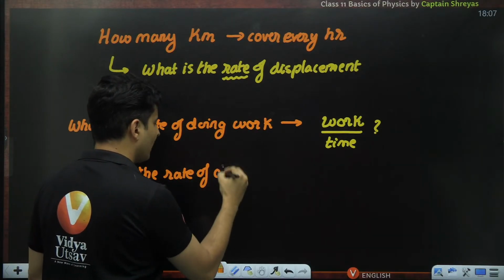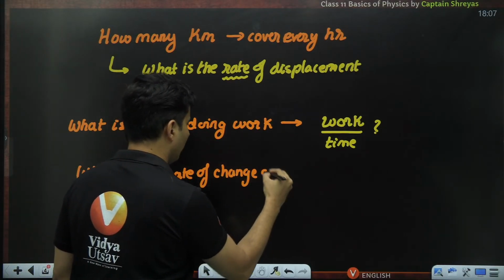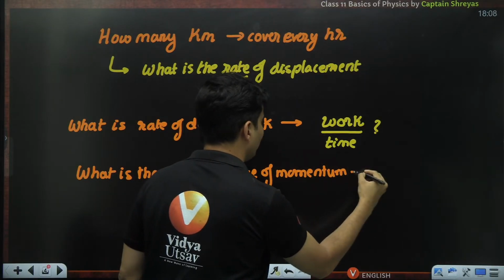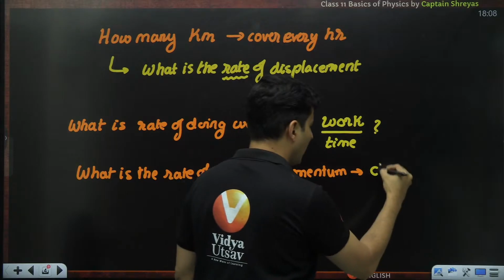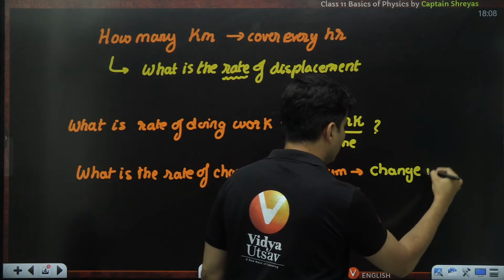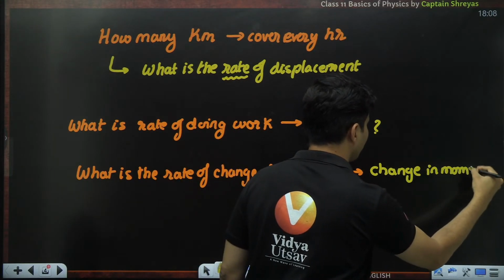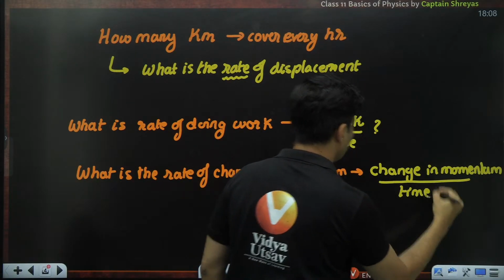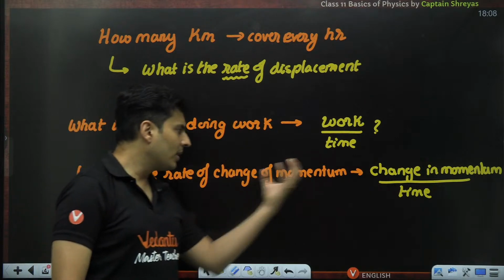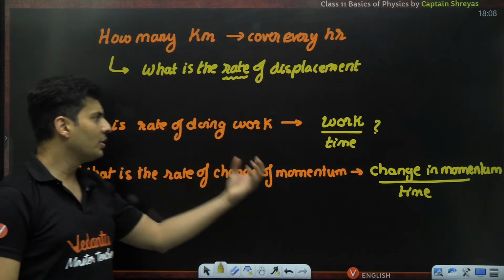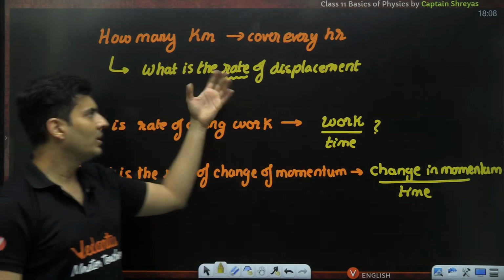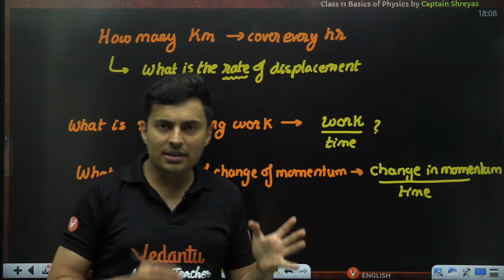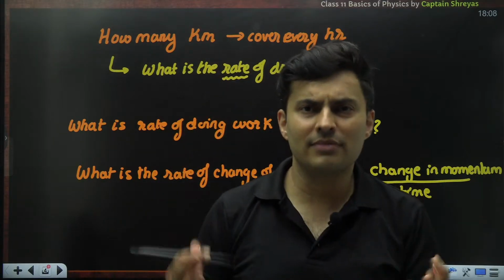What is the rate of change of the momentum? Which means on the top, you should have how much is your change in the momentum, and how much time you took for it. So rate of change of momentum is how much is the change per unit time. Rate of doing work is work upon time. Rate of doing the displacement is displacement by time. That is the context of that word rate in physics.